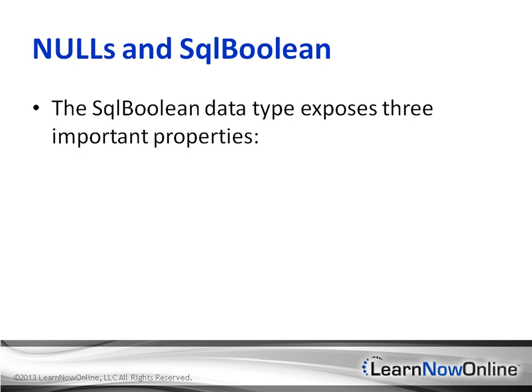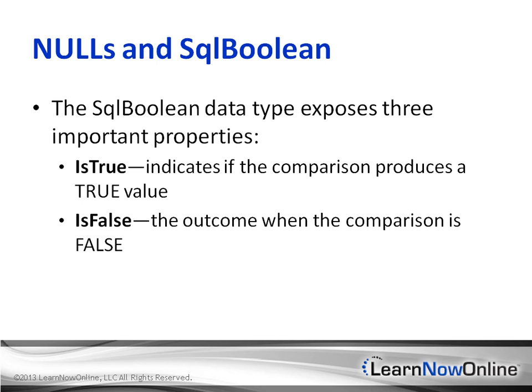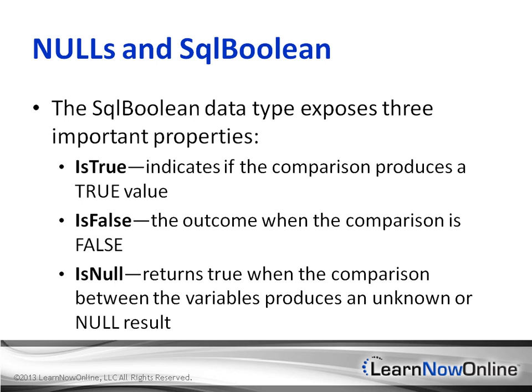And the SQL Boolean data type has three important properties. IsTrue indicates if the comparison produces a true value. IsFalse, the outcome is false. IsNull returns true when the comparison between the variables produces an unknown or null result.